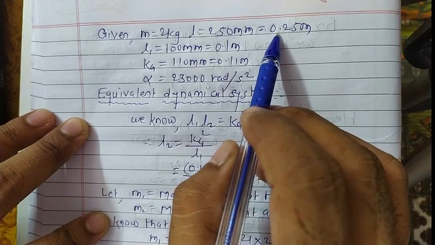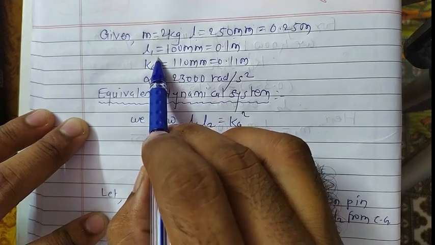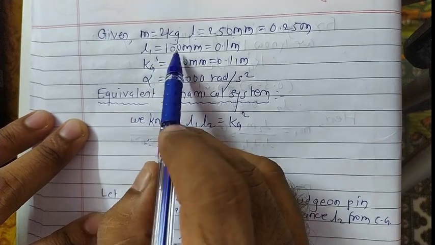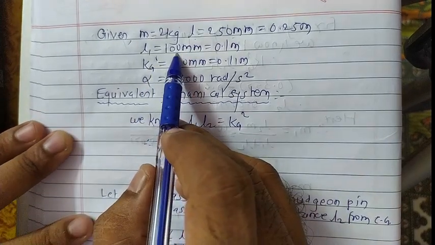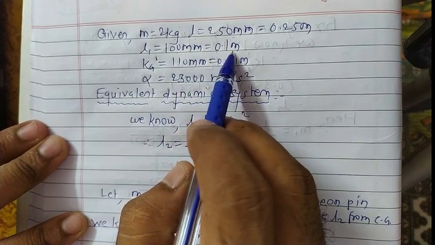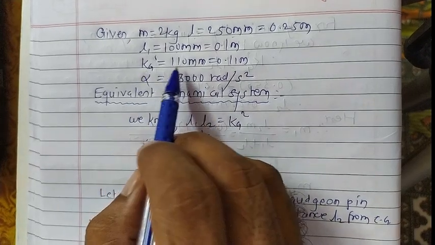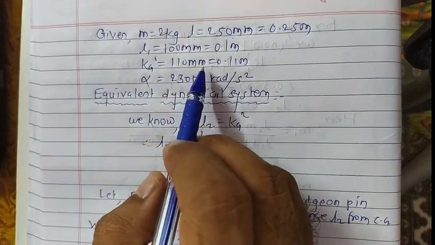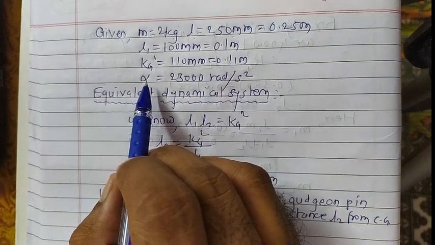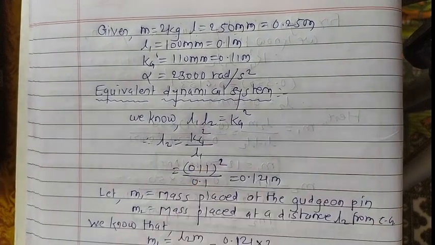You can get this one as 0.25 meter. Then L1 is nothing but the distance between the center of the small end up to the center of gravity point. This distance is given as 100 mm. Just convert this into meter, we get 0.1 meter. Then the value for kg is given as 110 mm. This is the information with us. Then the angular acceleration is given as alpha. Our target is to find the dynamical equivalent system as well as the correction couple.